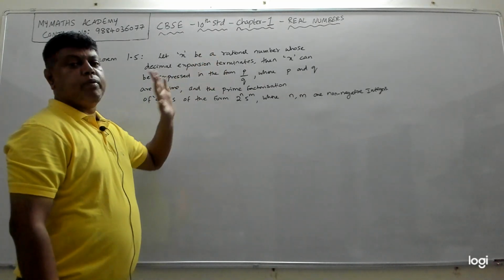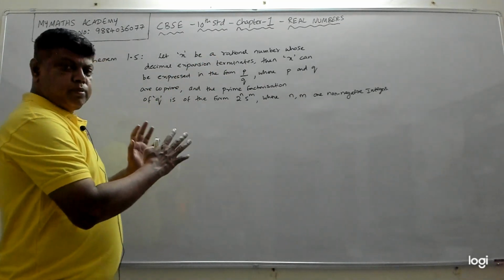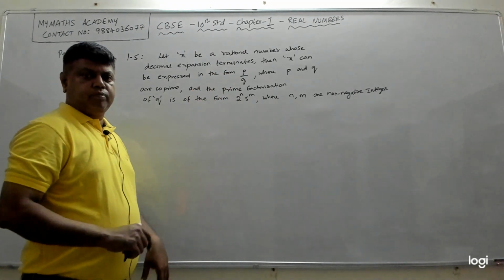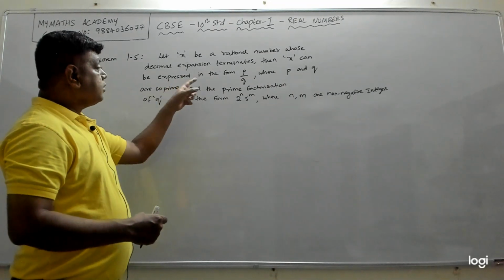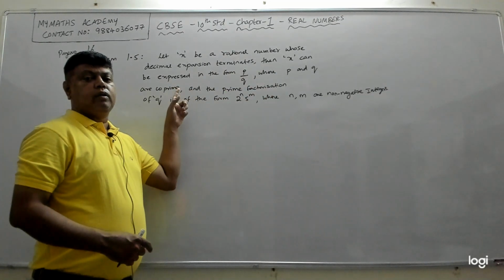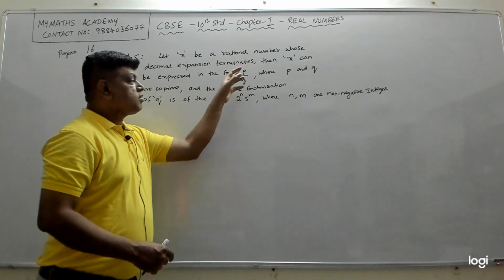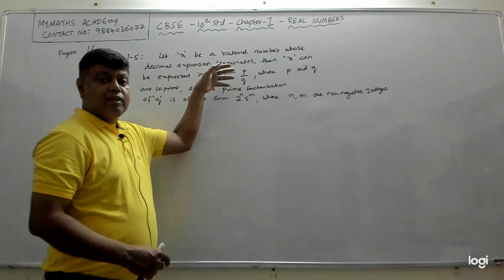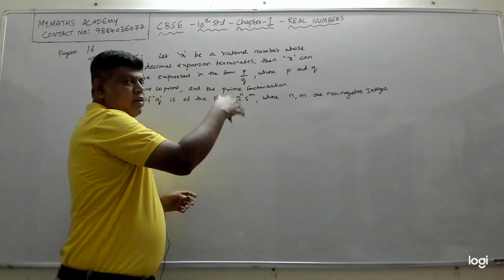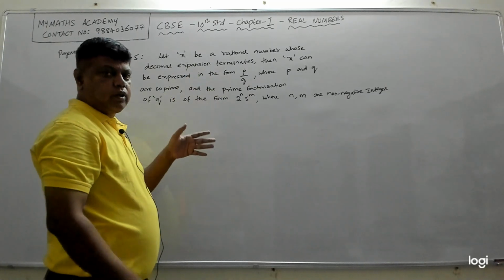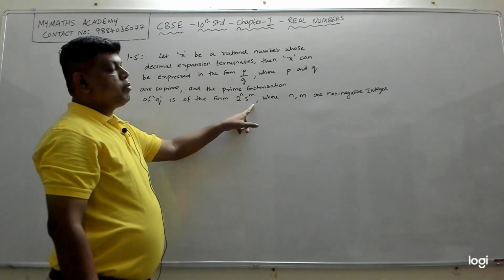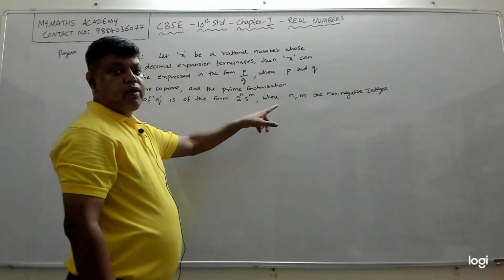whose decimal expansion terminates, which means the decimal expansion or the decimal part of that number stops. Terminates means stops. Then we can express x in the form of p by q, where p and q are coprime. P and q are coprime means you cannot simplify this further. This fraction x is equal to p by q is in the simplest form, which means you can't reduce this fraction further. You can't cancel out any common factor and reduce this further. And the prime factorization of q is of the form 2 power n 5 power m, where m and n are non-negative integers.